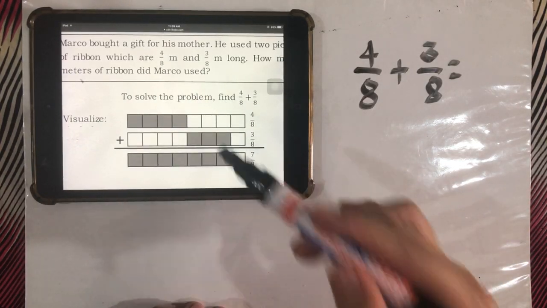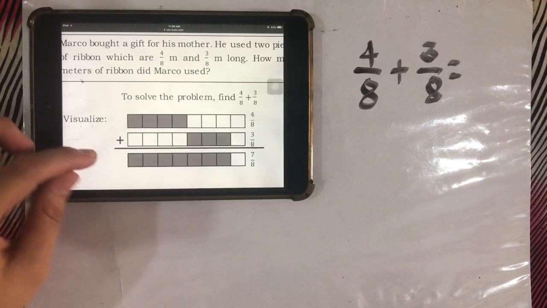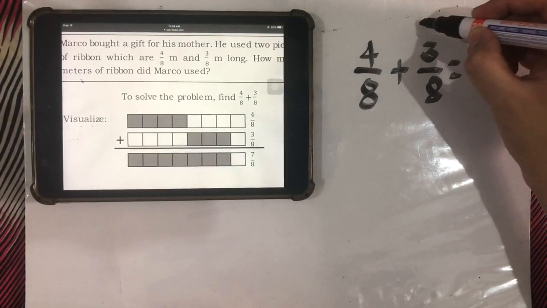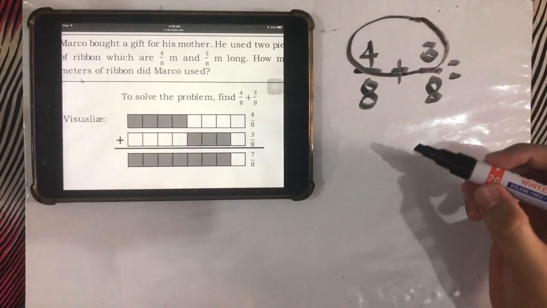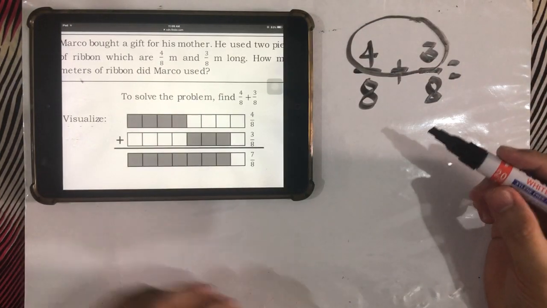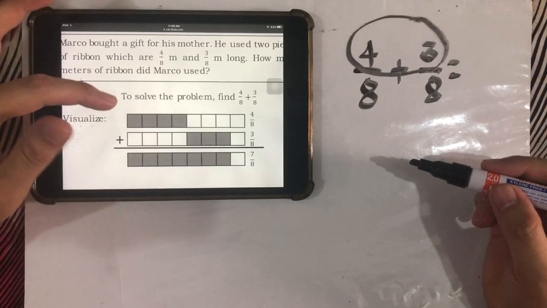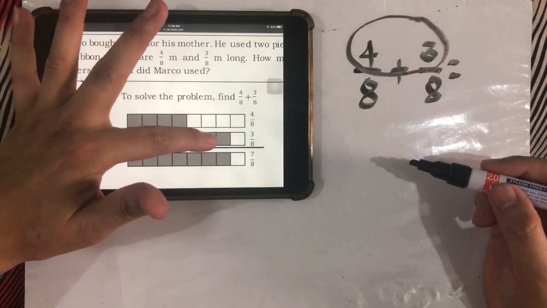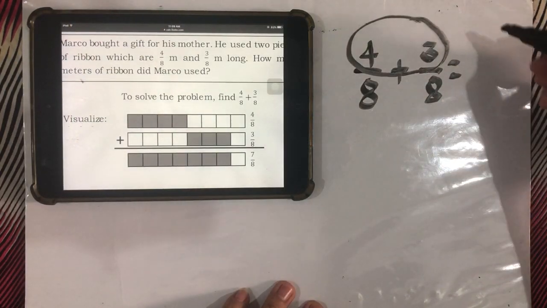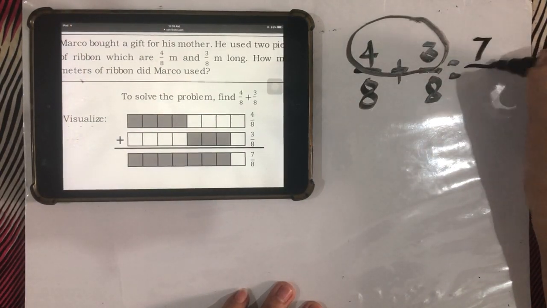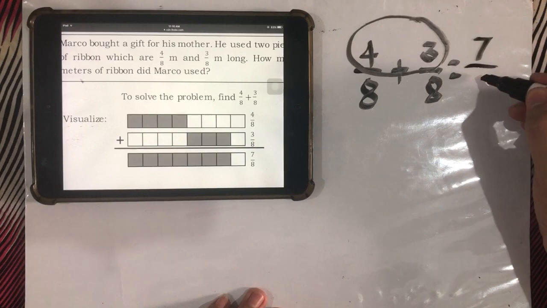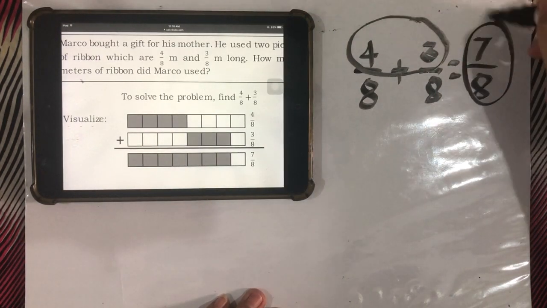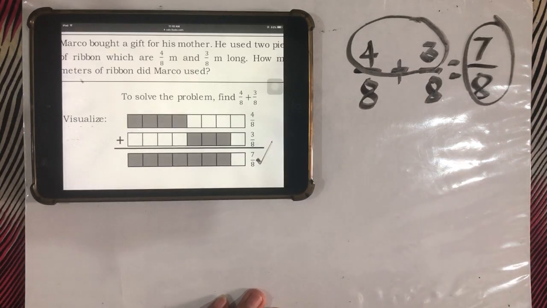So, meron tayong 3 shaded parts. Now, since we're doing addition, all we have to do is just combine or add the numerators. I-add lang natin yan. So, let's do this. Let's count the number of the shaded parts. 1, 2, 3, 4, 5, 6, 7. So, that gives us 7. And then, we just have to copy the denominator. Therefore, the answer is 7/8.